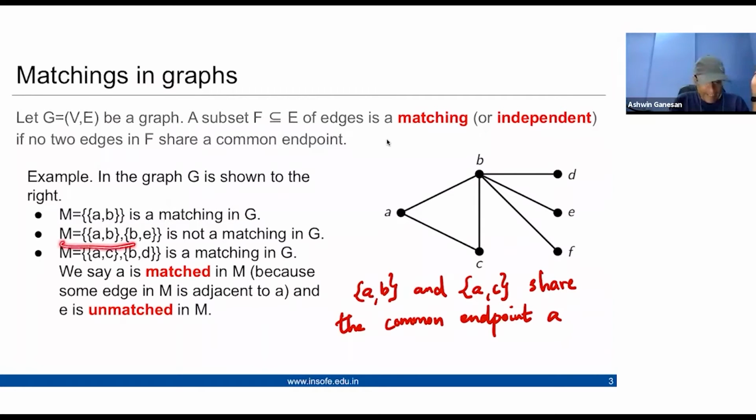Now, let's look at the second subset. It contains two edges, A comma B and B comma E. That subset is not a matching in the graph. There are only two edges in this particular subset. Can you tell me what the common endpoint of these two edges is?